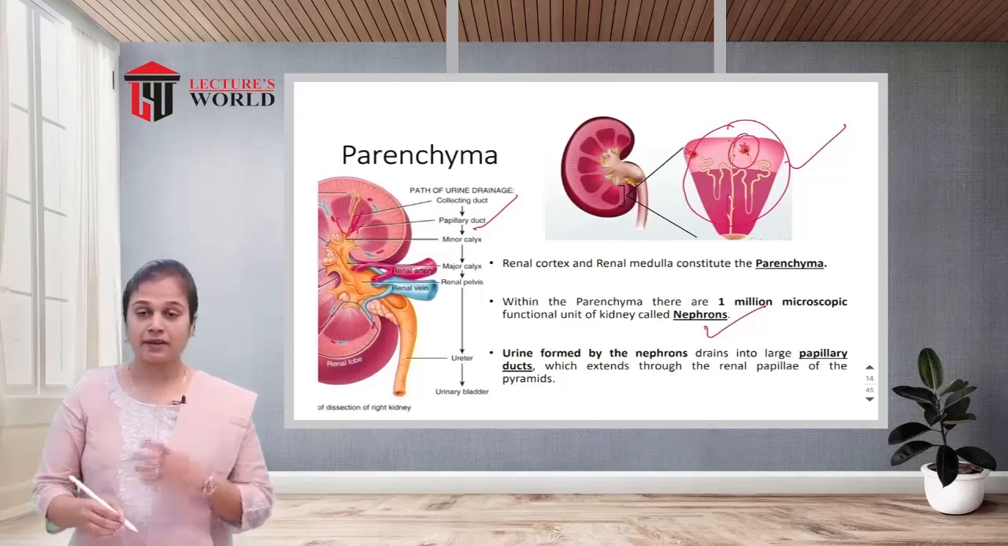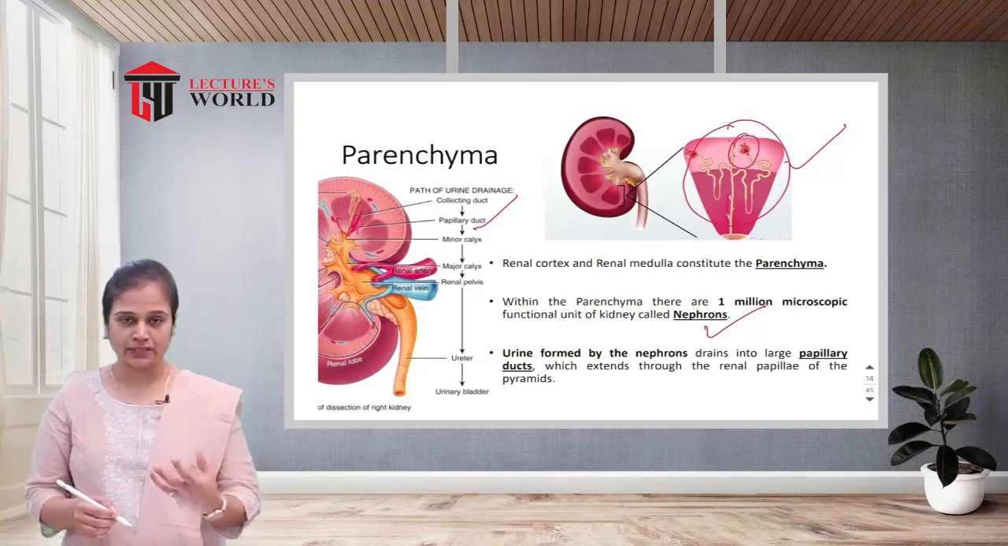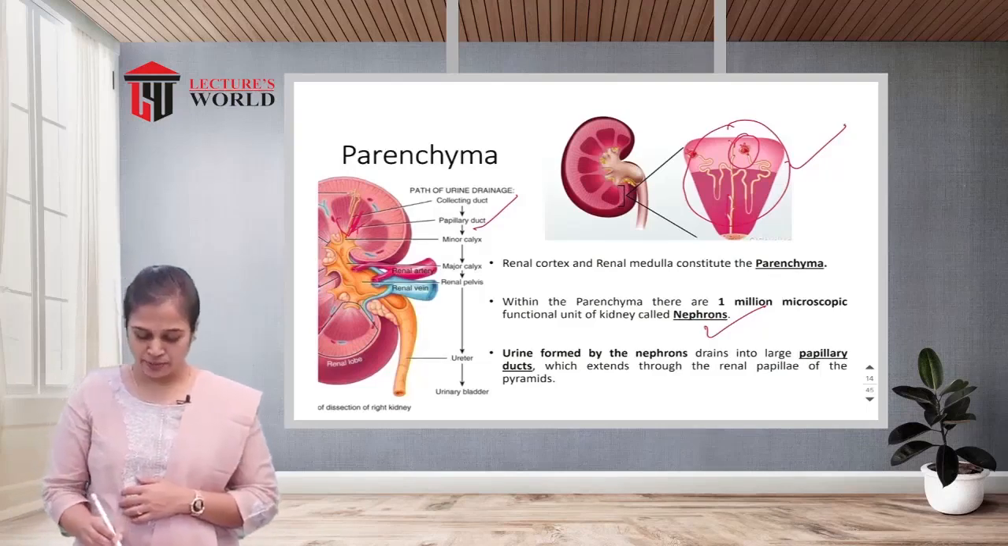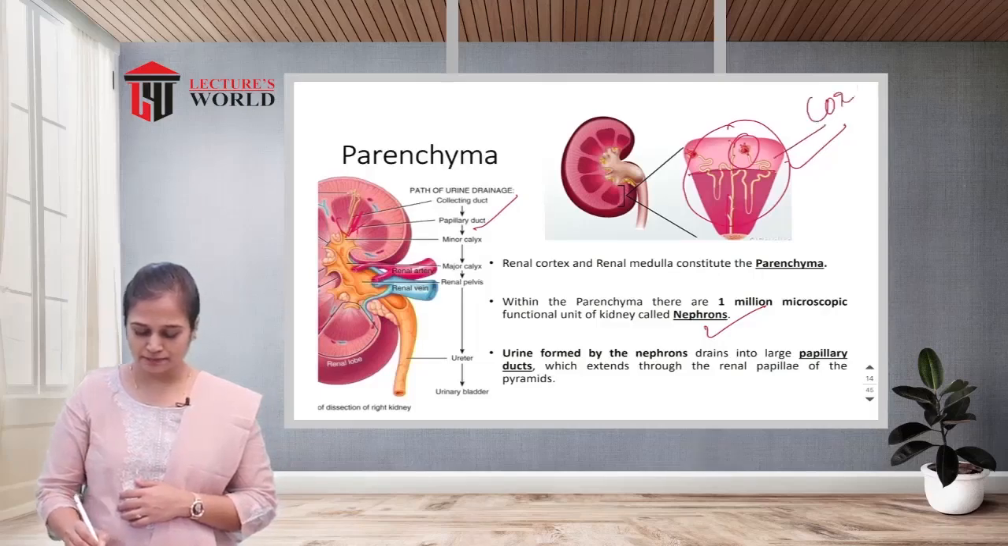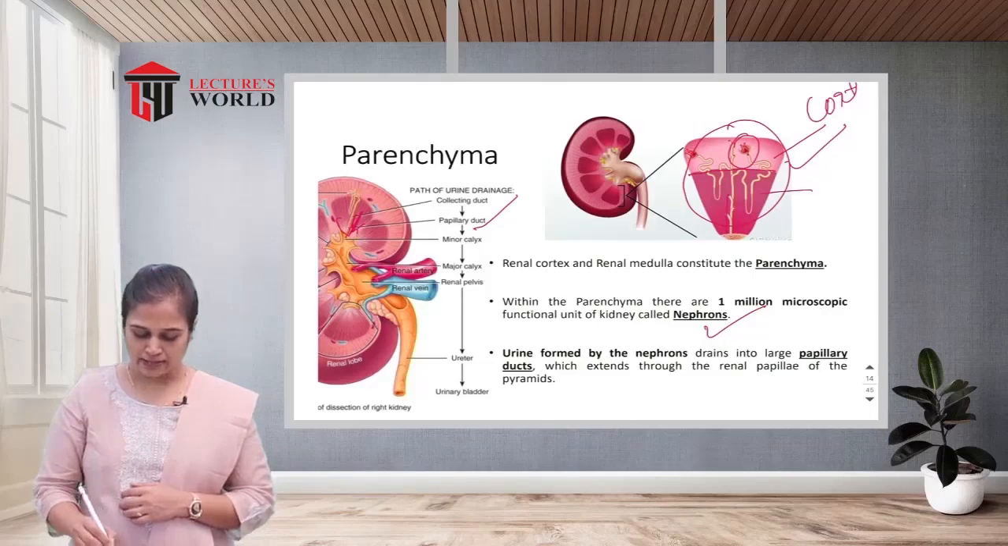One more thing: nephrons lie in the renal cortex as well as in the renal medulla. You can see there is a color difference. This is the cortex and this is the medulla.